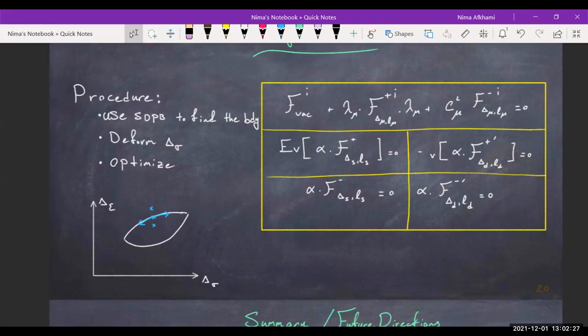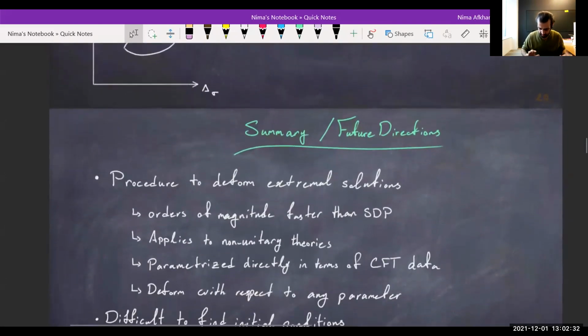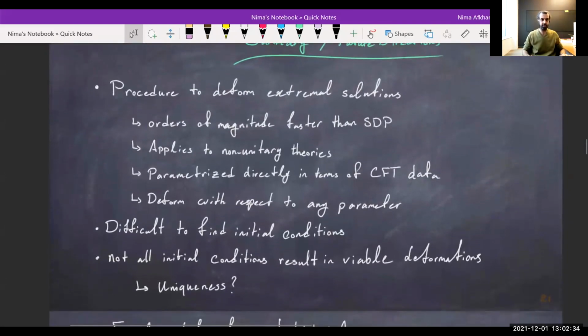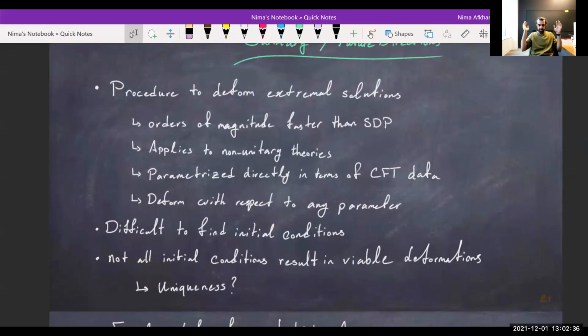Yeah, okay. All right, since I'm out of time, let me just do a quick summary and talk about some future directions. So, I described some procedure to deform the extremal solutions. It's much faster than STPP. It applies to non-unitary theories, and it's parameterized directly in terms of the CFT data, which might be helpful. If you know something about the CFT data, you might be able to directly move in those directions. There's nothing to say that you have to deform with the external dimension or central charge and so on.